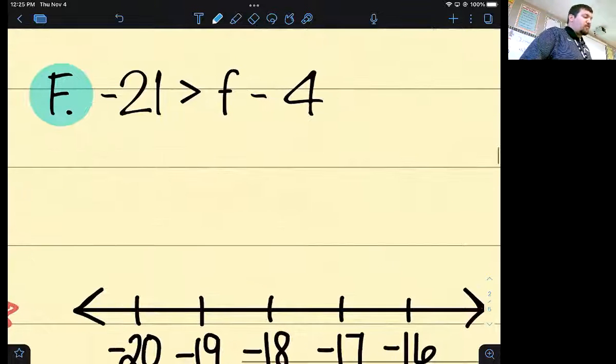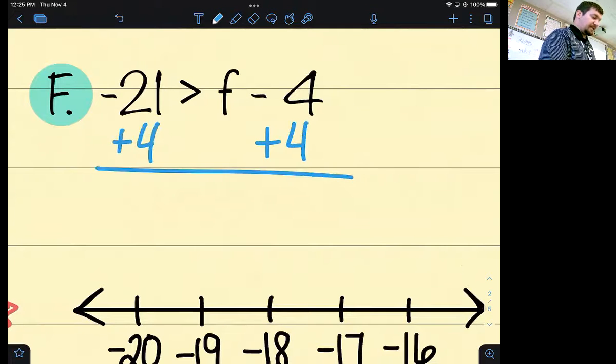Example F. -21 is greater than F minus 4. Whitney, what number am I trying to get rid of? You want to get F by itself, right? So what number would I have to get rid of? There's nothing on that same side with the F. What kind of 4? Yes. And what's the opposite of -4? Positive 4. Yes. So we are going to add 4 to both sides. That's the opposite of subtracting 4.